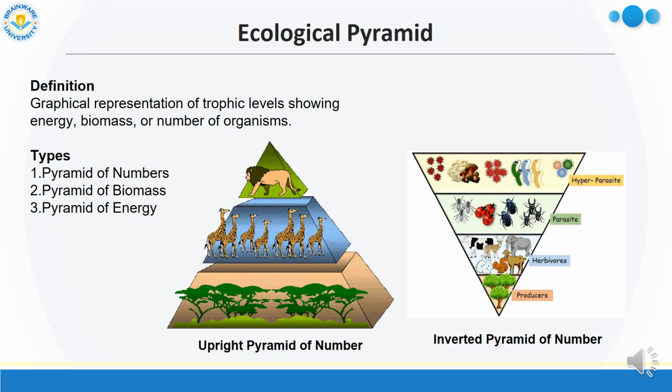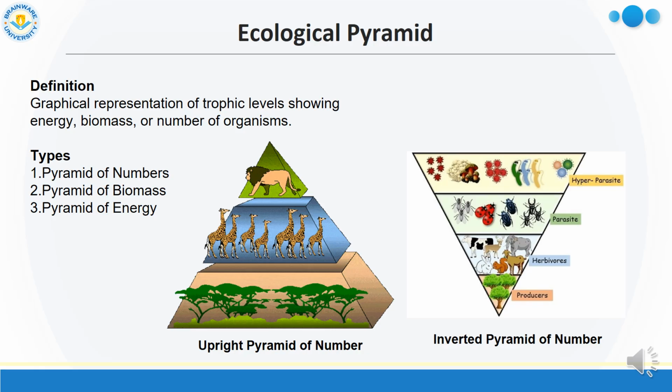So in this picture you can see the pyramid of number, and there are 2 types of pyramid. One is upright pyramid and the second one is inverted pyramid. In case of upright pyramid, in the first trophic level the number of living organisms is more than the second level and then the third level, and the number of living organisms present in the second trophic level is more than that of third level. So this is upright pyramid.